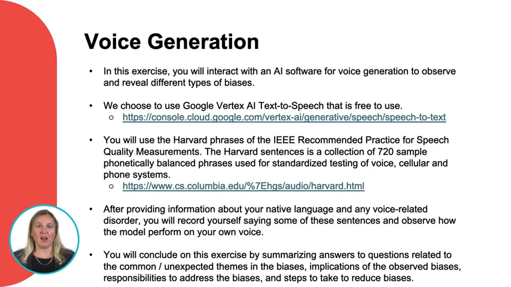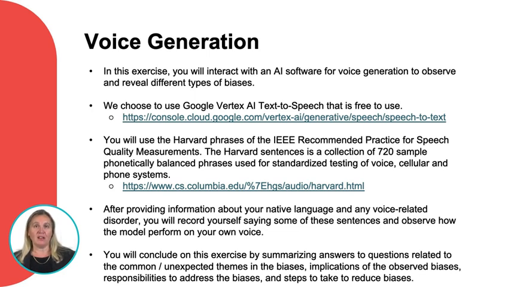In this exercise, we will interact with an AI software for voice generation to observe and also, again, reveal different types of biases. We choose to use Google Vertex AI text-to-speech. That is free to be used for this type of exercise. We will use the Harvard phrases of the IEEE recommended practice for speech quality measurements.